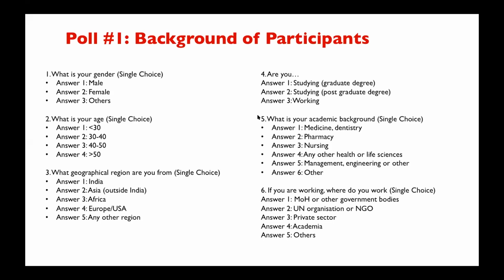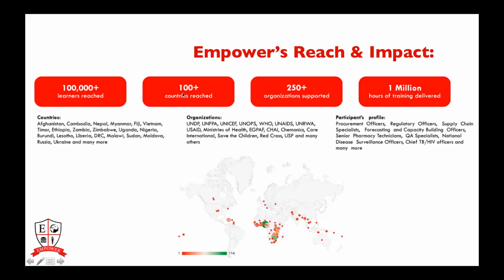So gender almost 50-50, young group, as Andy said, mostly India, which was the target, which makes sense. Are you studying at the graduate or postgraduate level? It's about half, and about 20% working. Pharmacy and management are the big categories. And in terms of work, it's mostly a mix, but some in academia, private sector, and ministries of health. Excellent. So it also gives the participants an understanding of who the others are as well.